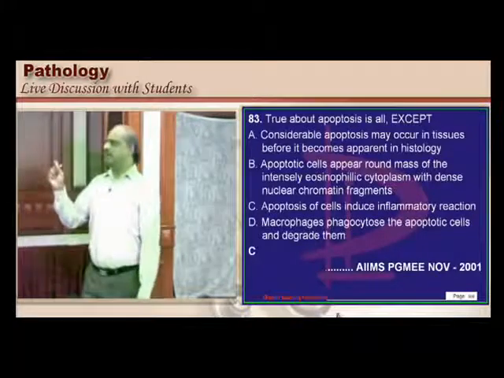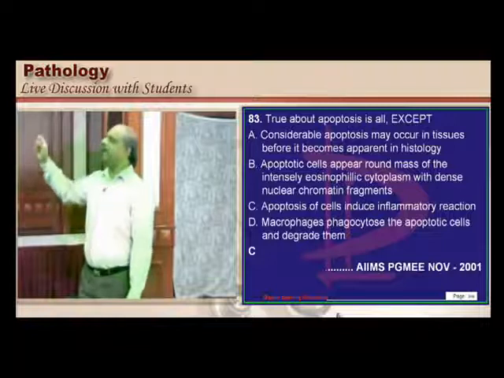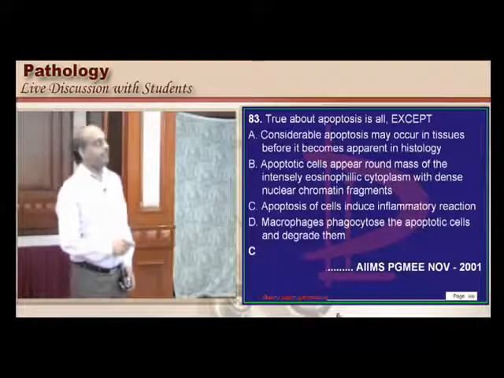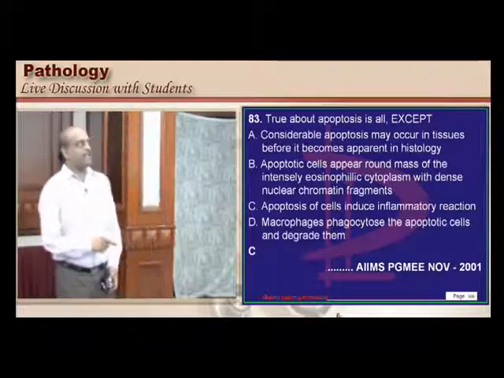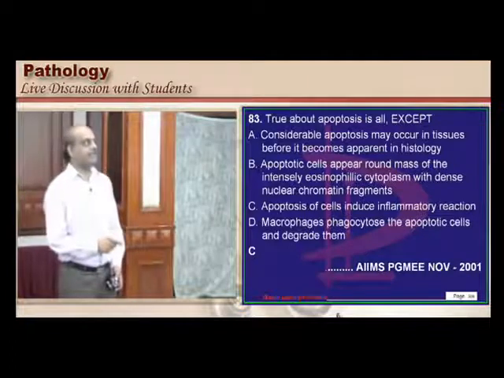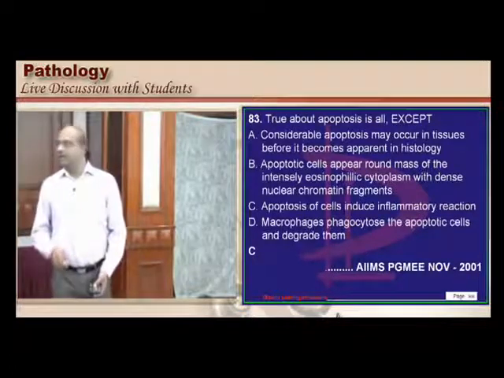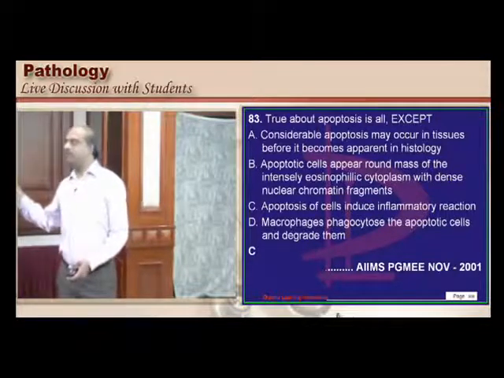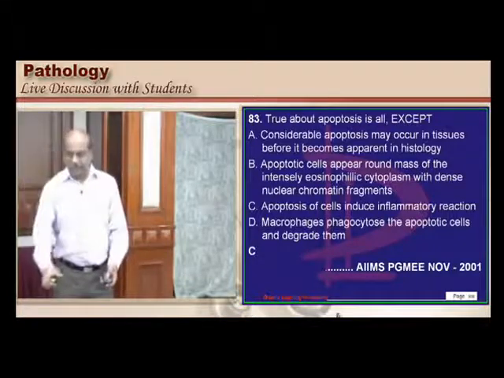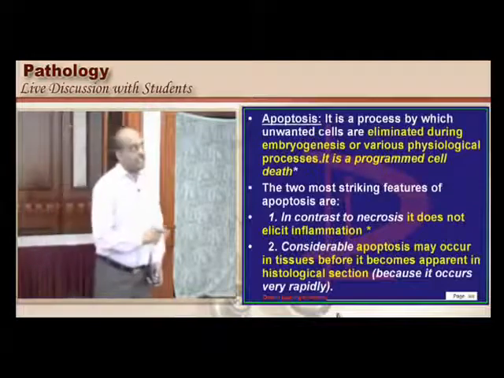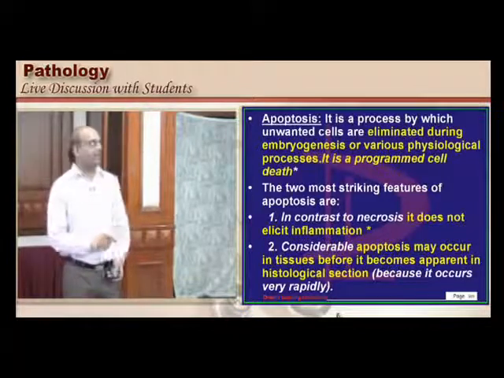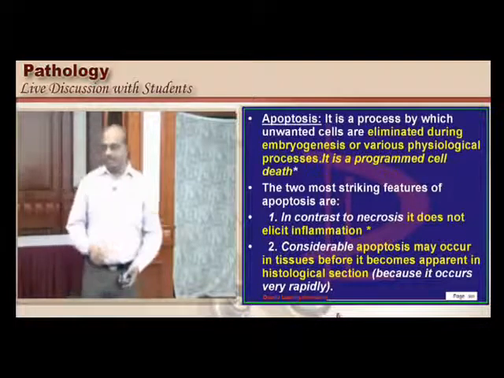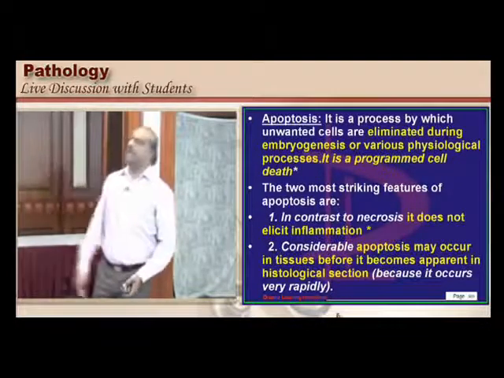Apoptosis is a planned, programmed cell kill, as all of you know very well, and the apoptotic cell will become round masses with intense eosinophilic cytoplasm and nuclear chromatin fragments. There is no necrosis in apoptosis, and inflammation is not involved. It is a drop of the cell. Apoptosis is a mechanism by which programmed cell death causes embryogenesis, etc. It does not elicit inflammation. Necrosis elicits inflammation, apoptosis does not.